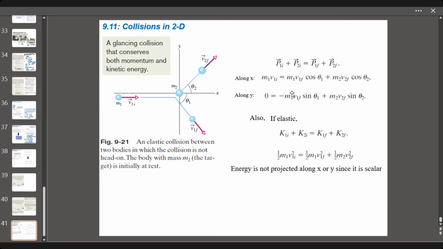As you can notice, these are three equations. So if I have three unknowns, then I can totally solve for these three unknowns using these three equations.